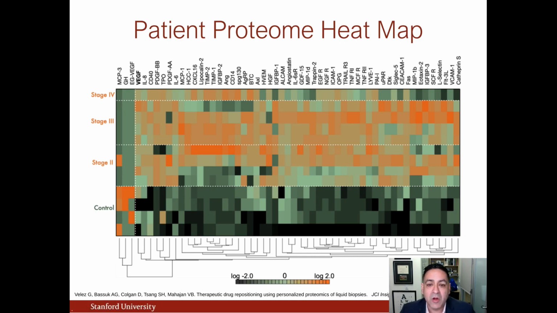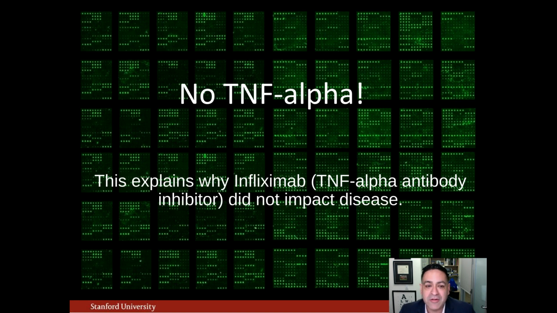specifically all the cytokines that are being expressed in the eyes of patients, and then at specific stages of disease. So one of the first things that popped out, which was just remarkable, was that there was no TNF alpha in any of the patient's eyes.